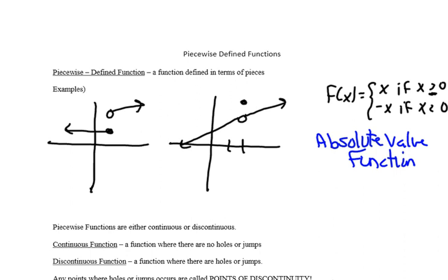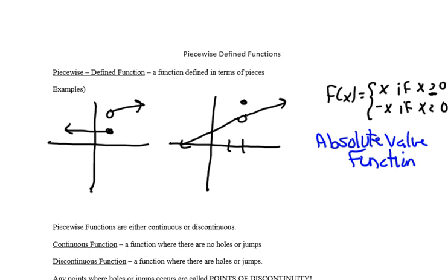Now, on the right is how you'd write a piecewise defined function out. So f of x is equal to x if x is greater than or equal to 0, and negative x if x is less than 0. Notice this is two different pieces, and by definition, this is the absolute value function.